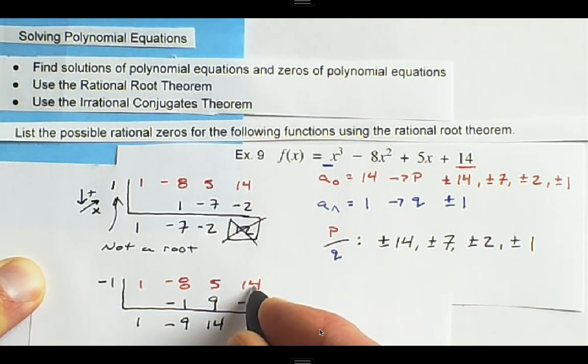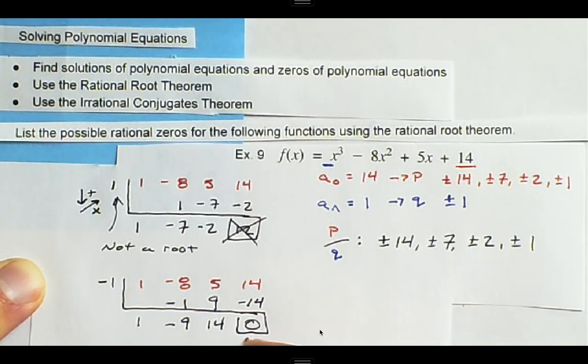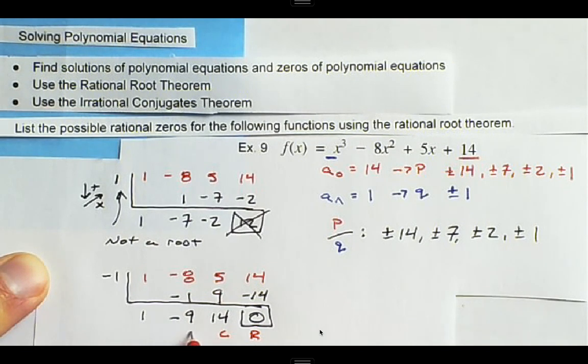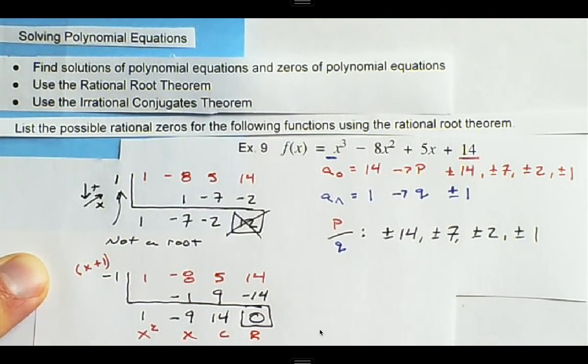And now here, 14 plus negative 14 is 0. So our remainder in this case is 0. So negative 1 is going to be one of the roots. And so we remember that this is our remainder. This is our constant, this is our linear term, and this is our squared term. So we can rewrite our polynomial. We know that x minus negative 1 in factored form is actually x plus 1. So that is one of our factors.